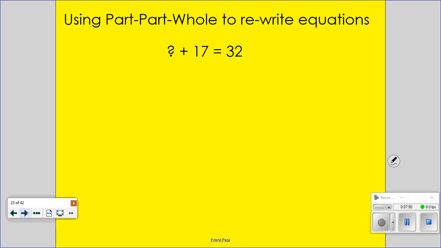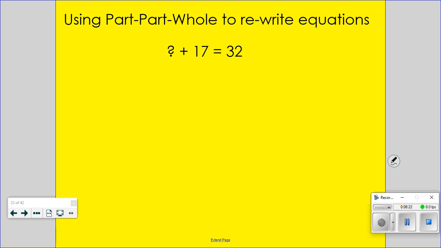Let's try another one. Question mark plus 17 equals 32. Go ahead and see if you can come up with another equation. Think about what is your whole, your total, and what are your parts. Okay, if I'm doing another addition equation, I can't do 17 plus 32. Why can I not do that one? Because 17 plus 32 will be way over 32.